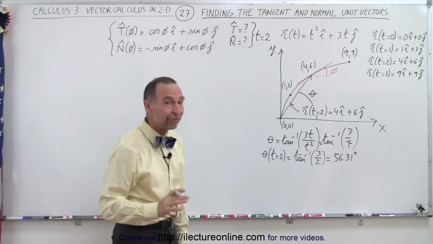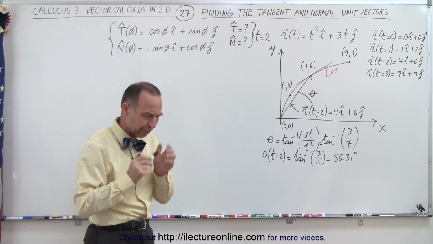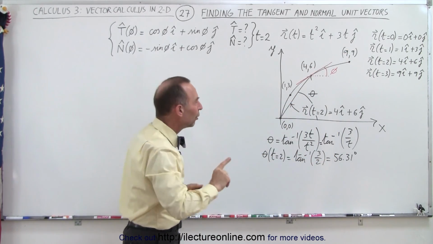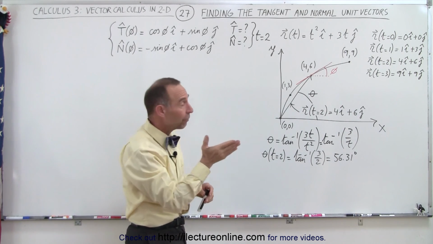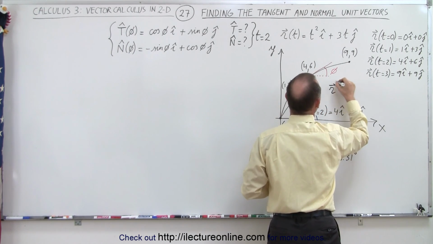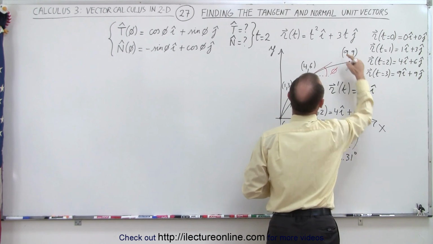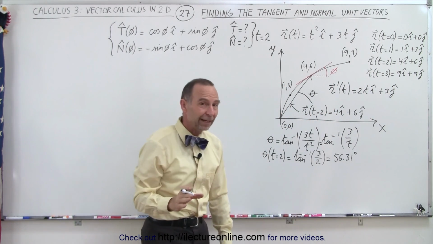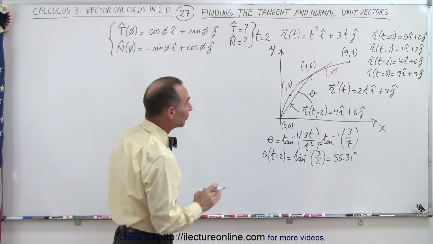Now let's find the angle phi. To find phi, we're finding the angle relative to the curve, not relative to the position vector, so we can't use this here. What we need to do is find the derivative of the position vector, because that will give us the slope of the curve at that location. So r prime of t is equal to 2t in the i direction plus 3 in the j direction. That represents the slope at various values of t for the curve.